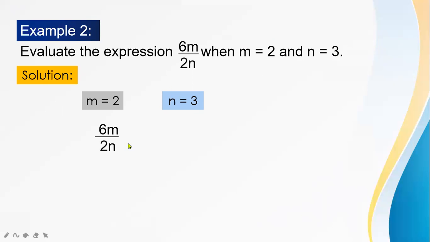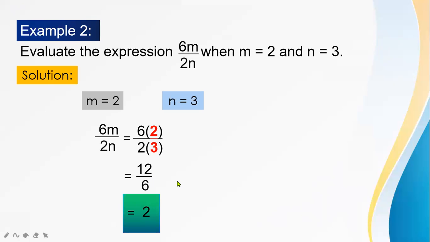Next, so this will be your expression. Now all you have to do is change m to positive 2, then yung n change to positive 3. So we have 6 times 2, 2 times 3, 3, that will be your n, 2, that will be your m. Then multiply, 6 multiply into 2, the answer is 12, 2 times 3 is 6. Then after that, simplify, we have 12 divided into 6, the answer is 2.